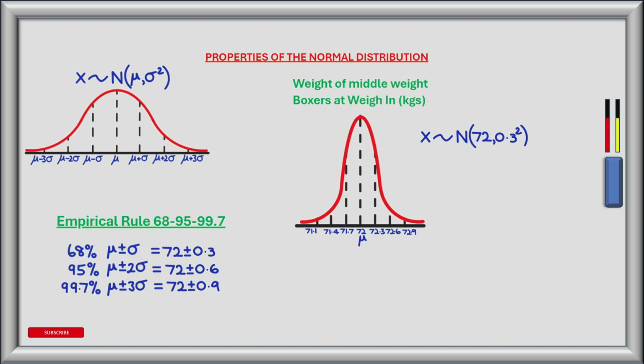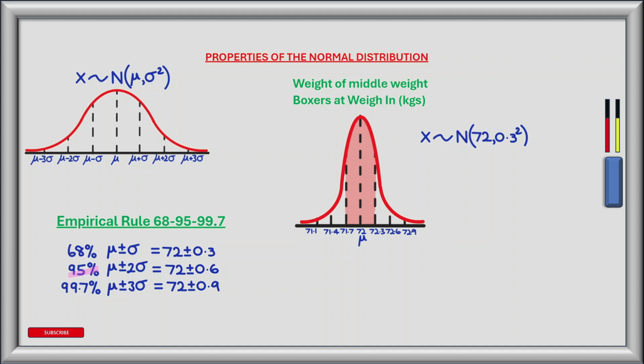And based on the empirical rule, or the 68, 95, 99.7% rule, 68% of the weights would fall within one standard deviation of the mean. So that's 72 kilograms, which is the mean, plus or minus 0.3 kilograms, which is the standard deviation. And these weights are represented by the red shaded region on the graph. And therefore, 68% of the weights fall between 71.7 kilograms and 72.3 kilograms.